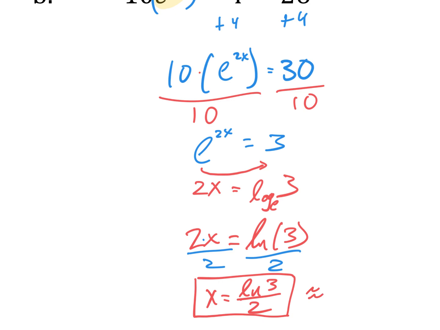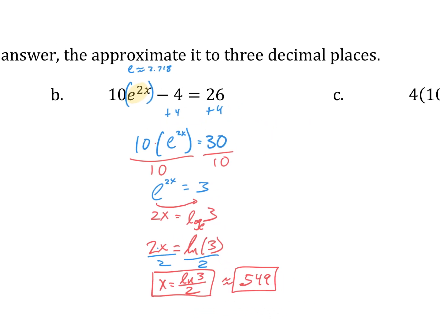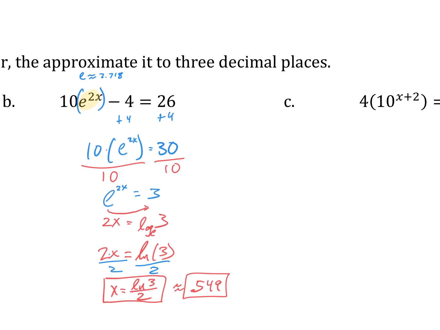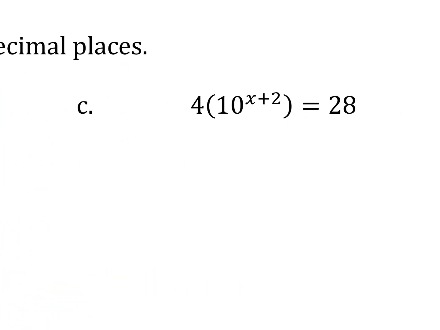And that's going to be the natural log. The natural log of 3 divided by 2 is about 0.549. Okay? And you don't need to do any change of base here because our calculator has a natural log on it. Just punch the natural log of 3 divided by 2 and you'll get 0.549. Okay? All right, one more here.